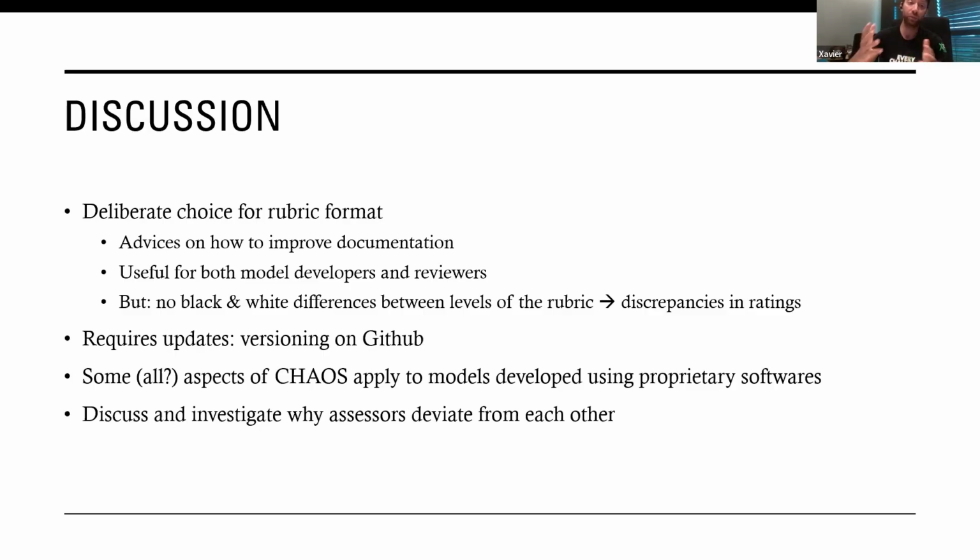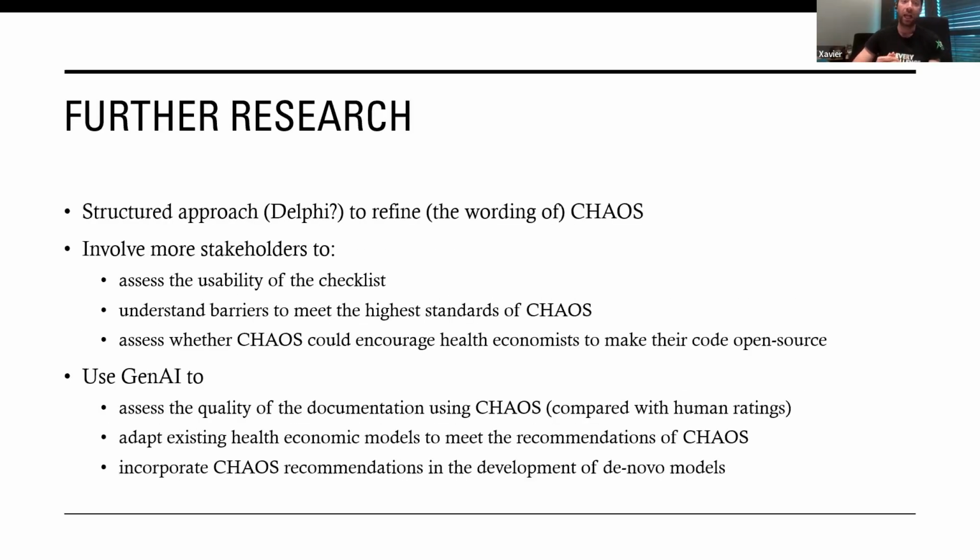And what we are going to do in the next couple of weeks is to discuss and investigate why assessors deviate from each other. And further research we have in mind is maybe to use a structured approach to refine CHAOS, involve stakeholders to assess the usability, understand the barriers of getting to that adequate or even advanced level of CHAOS, and assess whether CHAOS is really encouraging people in improving their practice.